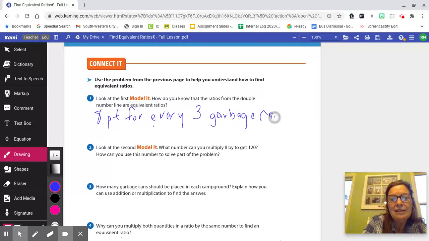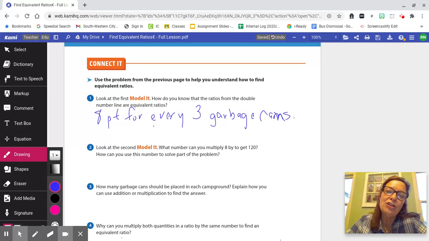I'm adding equal groups. That's an N. Look at the second model. What number can you multiply 8 by to get 120? How can you use this number to solve part of the problem? See if you can think about that. What did we multiply 8 by?